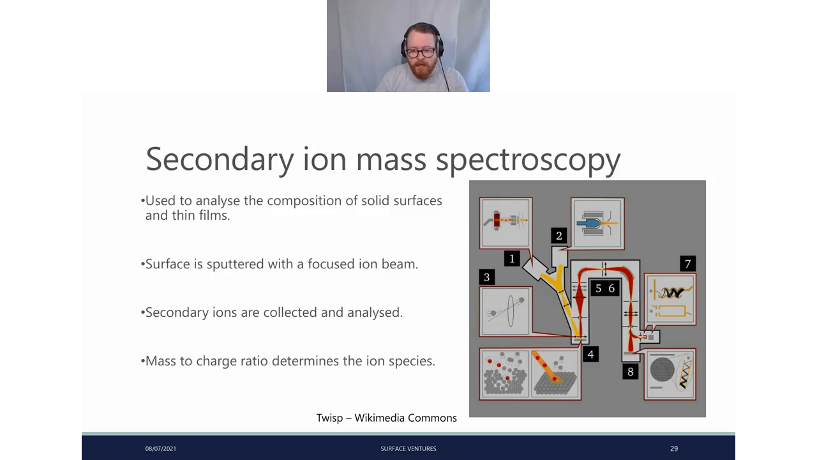You can get a little more detailed with that, a bit more surface sensitive, with secondary ion mass spectroscopy. So you use a focused ion beam to sputter the surface, collect the secondary ions, and then the typical mass spectroscopy, so using their mass to charge ratios as they deflect through the detector region in order to determine what ion species it is.